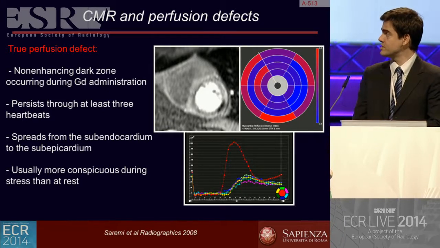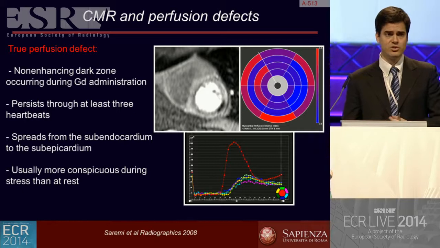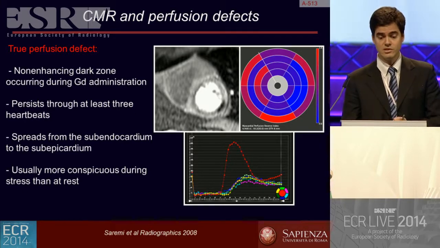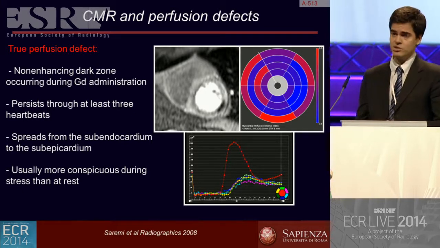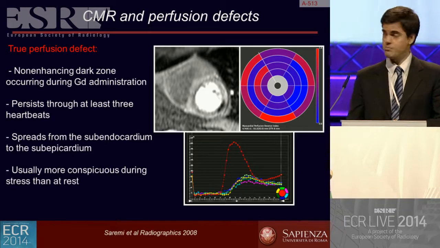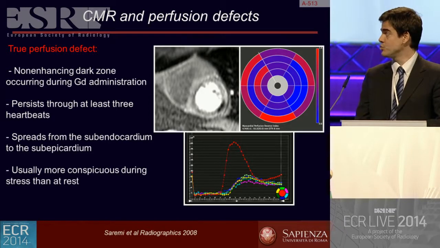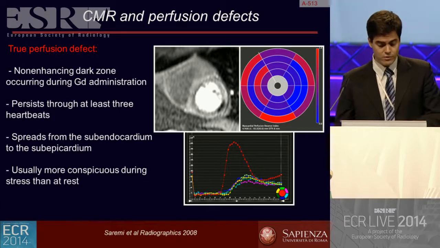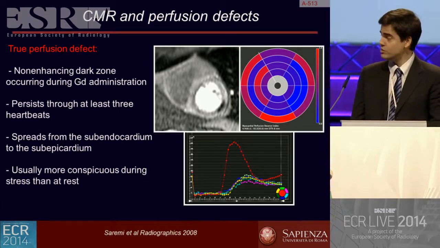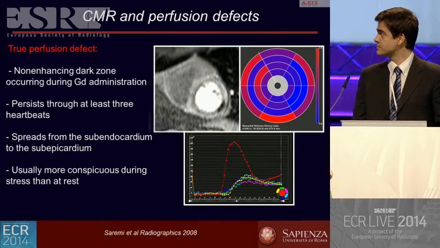First of all, it persists at least 3 heartbeats. It starts after contrast arrival. It usually spreads from the subendocardium to the subepicardium. We had a nice session 2 days in advance with the Rising Star program talking about myocardial infarction. And the very basic information is that the wavefront of necrosis starts from the subendocardium and spreads subepicardially. And of course, when you are doing rest and stress, and I won't focus on that, it is usually more conspicuous during stress versus rest.